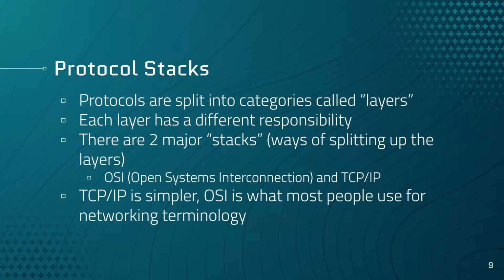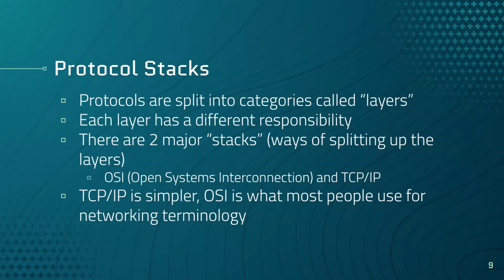So protocols are split into categories called layers, and each layer has a different responsibility. Just like we said, the internet protocol's responsibility is getting stuff where it needs to go, and HTTP is just there for requesting website contents and then sending those contents back. So it's actually split up into a few more layers than that. It's not just two. There are two major stacks. I think there are a few names for it. They're also called models. They're different ways of splitting up the layers, basically.